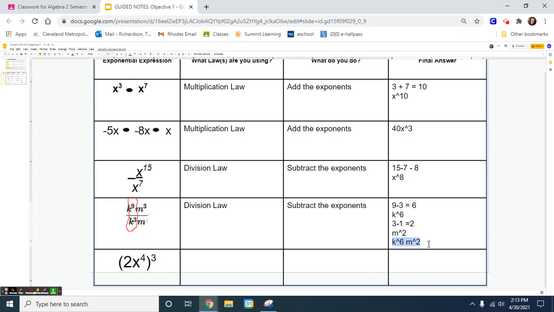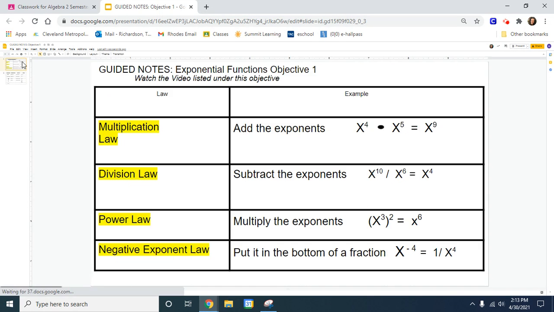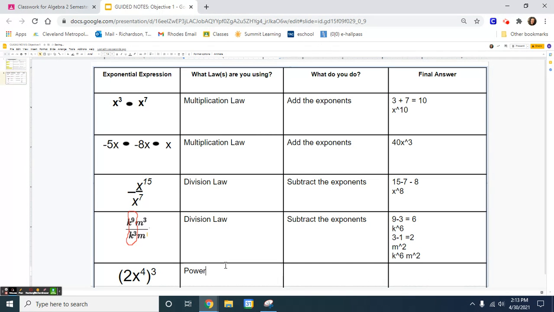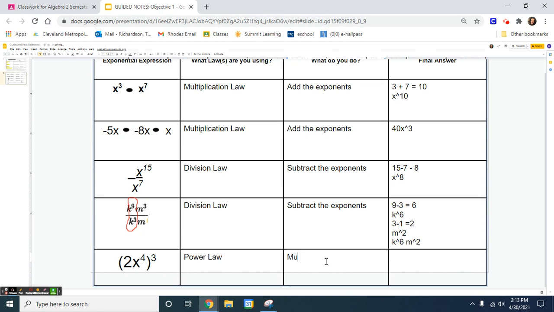Last one is 2x to the 4th, and it's all being raised to the 3rd power. So I have to go back and look: what is it called when we have two exponents on top of each other? It's called the power law, which means you're multiplying your exponents. Now, I want to take care of this number 2 out front. It is not an exponent. We're going to treat it like normal. 2 is being raised to the 3rd power. That's 2 times 2 times 2, 3 separate times, which gives you an answer of 8.